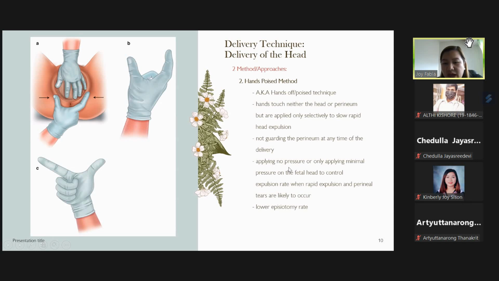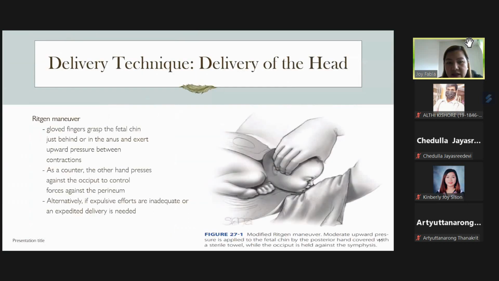But it can still be used to guide or guard the perineum against further laceration. So there is what we call applying no pressure or only minimal pressure on the fetal head to control the expulsion rate when rapid expulsion and perineal tears are likely to occur.